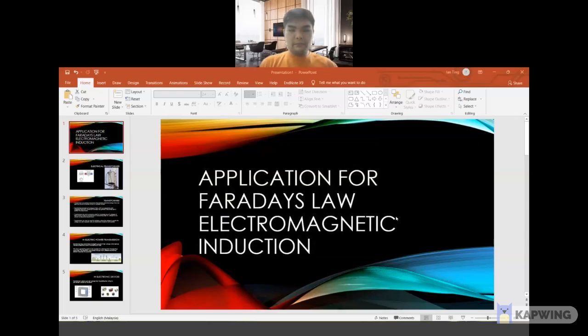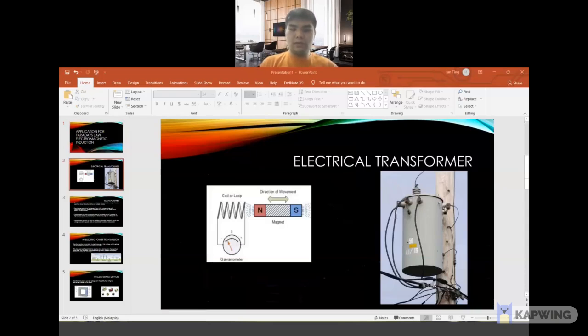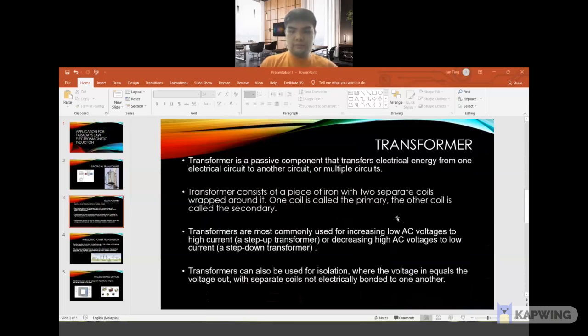Hello everyone, my name is TING, and I'm going to show you an application of Faraday's law of electromagnetic induction. It is commonly used in our daily life, but the most common use is the electrical transformer. What is a transformer? A transformer is a passive component that transfers electrical energy from one electrical circuit to another circuit or multiple circuits. A transformer consists of a piece of iron with two separate coils wrapped around it.